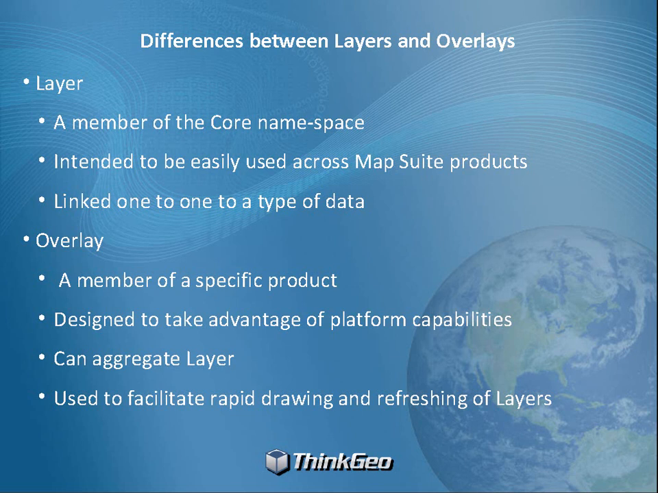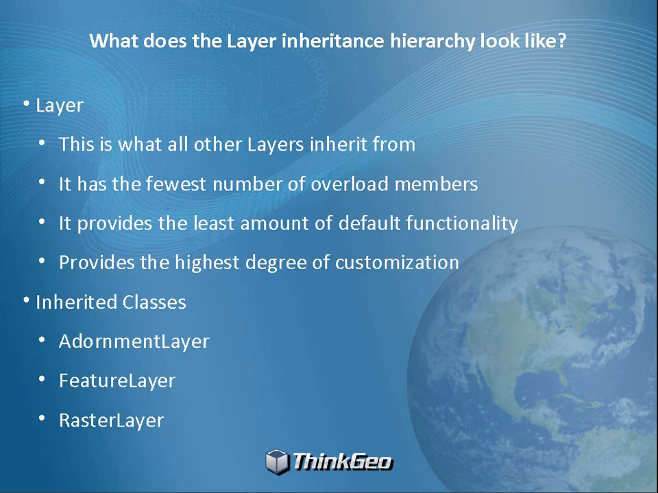So just at a high level, you can think of a layer as something that's really tied to a particular kind of data. If you have some custom data that represents roads, then you want to tie that to a layer, especially if you want to use that data in a bunch of different products. And you can think of an overlay as something that more aggregates data. It's more specific to a particular product that we have and is used to get the most out of that platform.